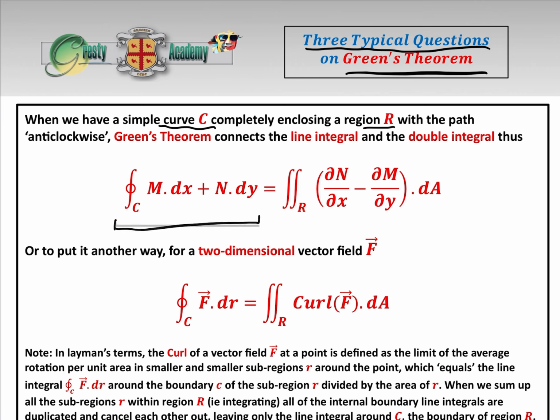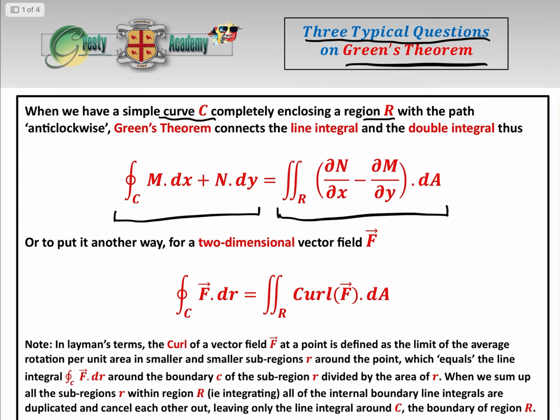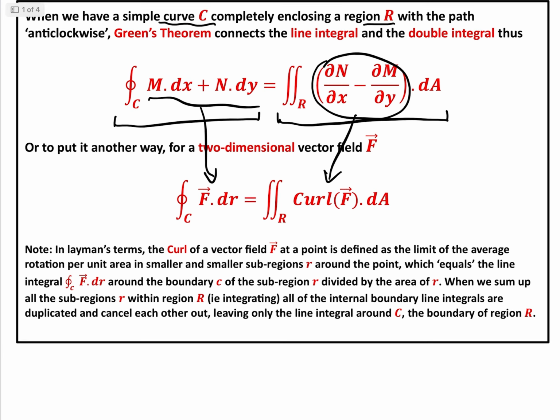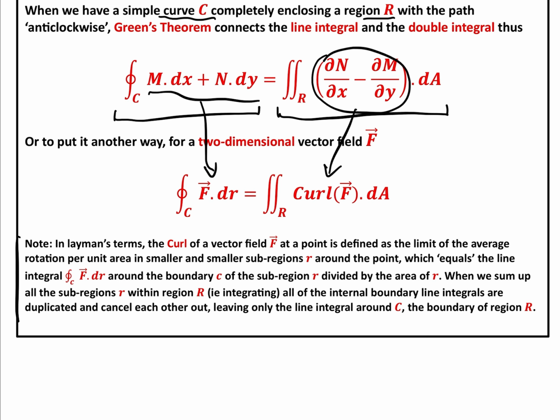Here is the line integral around the closed curve C, and we've already dealt with these line integrals before. And here is the double integral. Now, another way of looking at it: for a two-dimensional vector field F, if we look at this, this is actually the curl of F, and if we look at this, we've done in previous videos that it is actually another way of doing the vector field F dot dr. Now, this is a layman's explanation that I've put here.